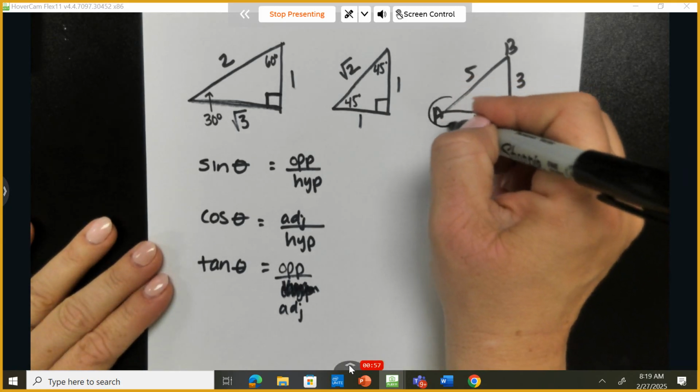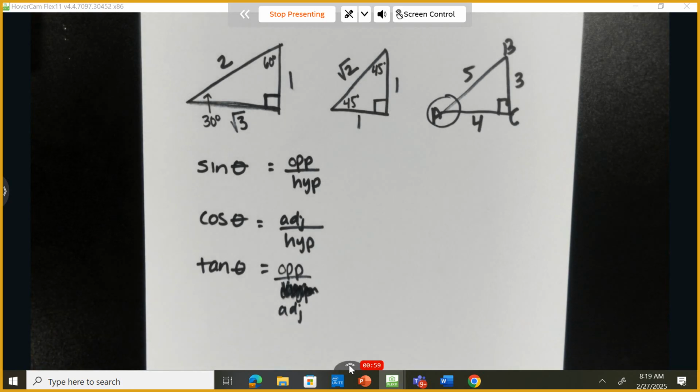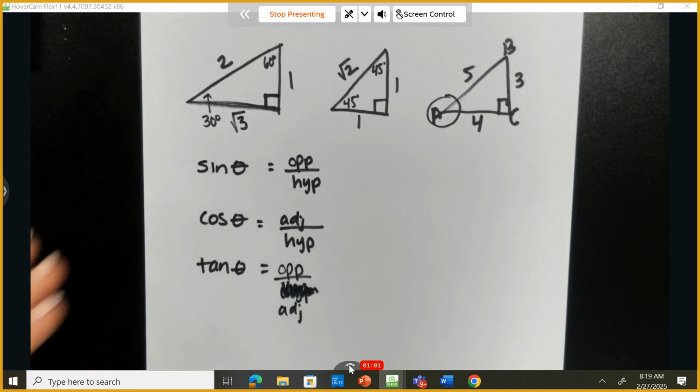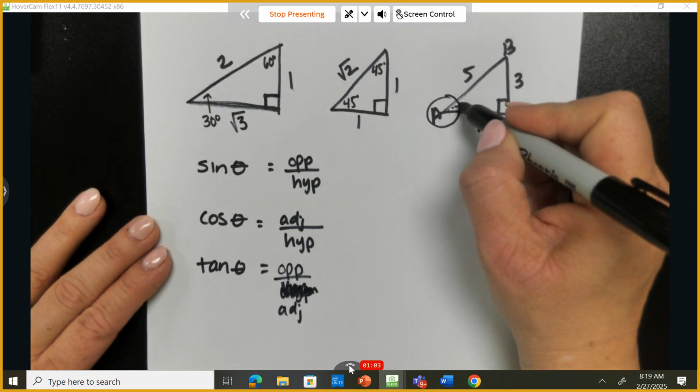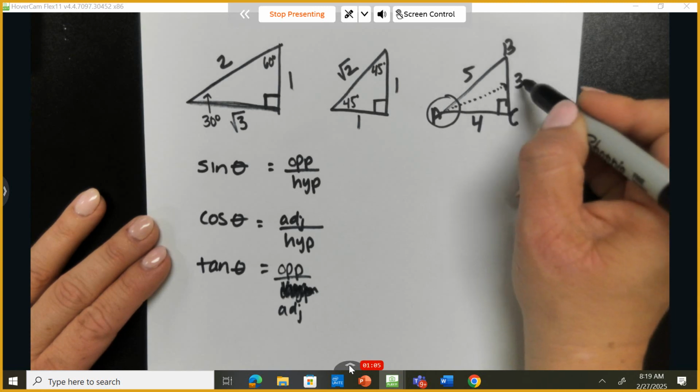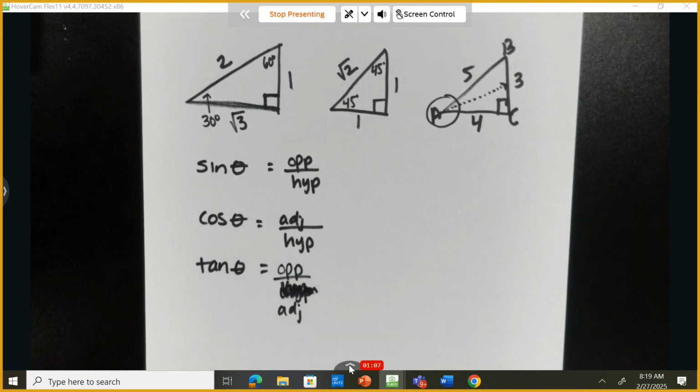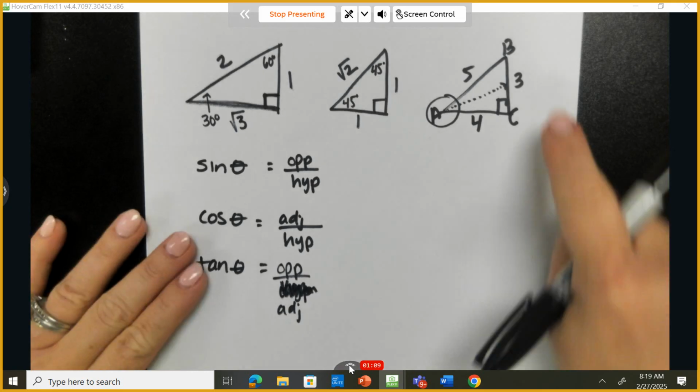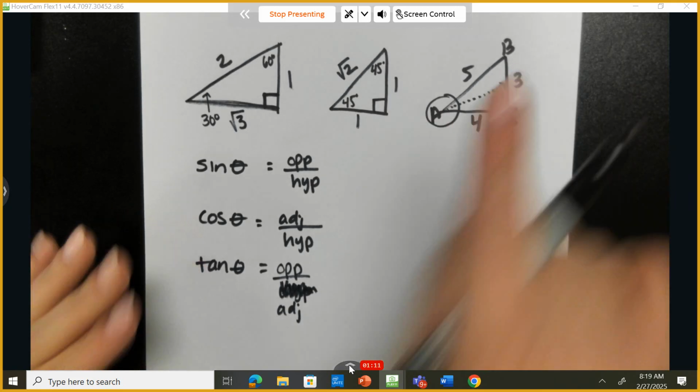If we're going to analyze angle A, and I said what side is opposite of A, it would be like taking a baseball and directly throwing it across. We would say side 3, that has a length of 3. This, length 3, is directly opposite of A.